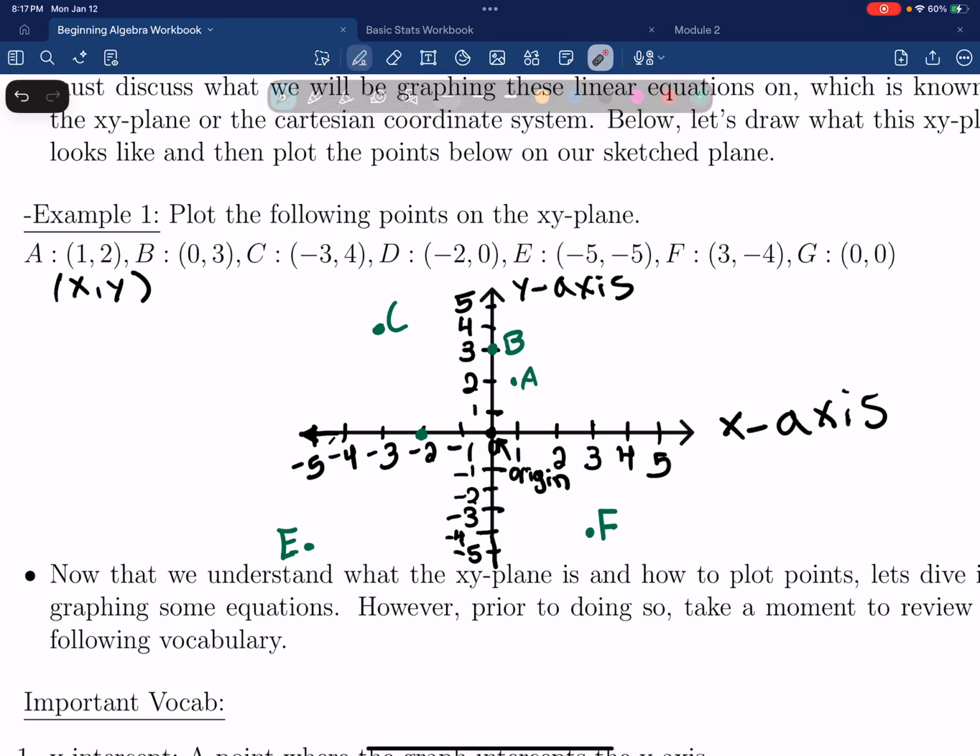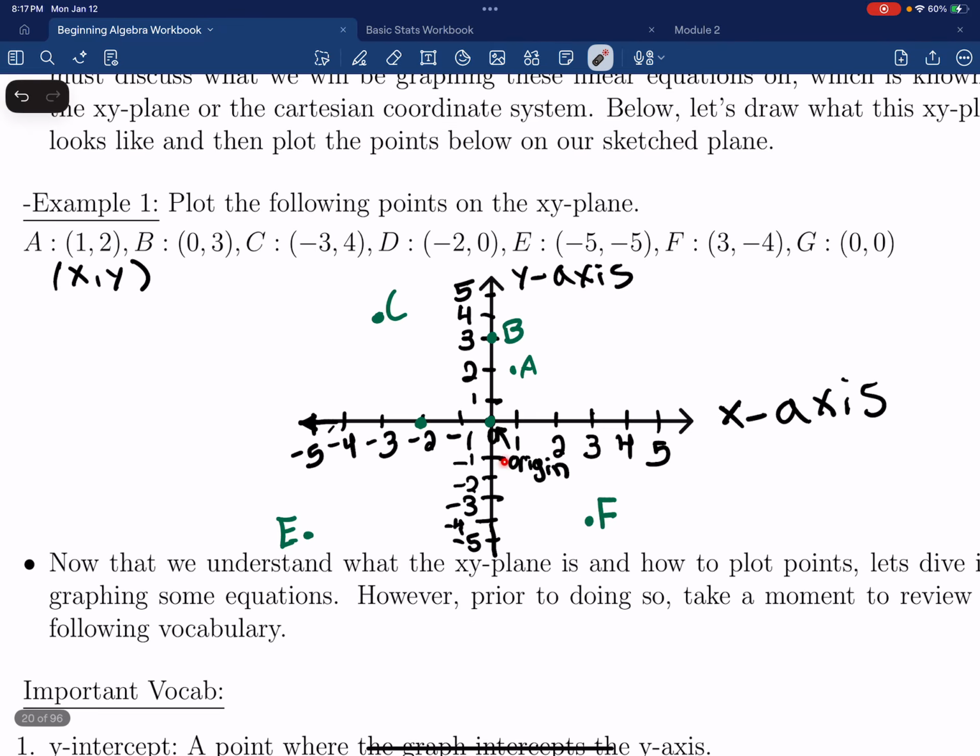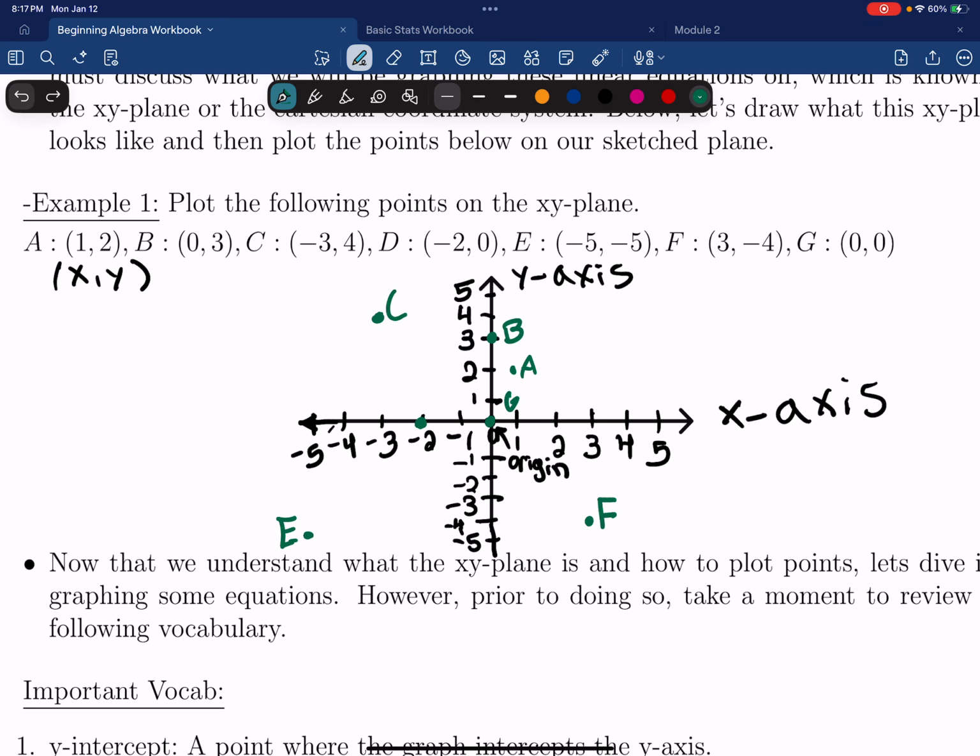So our x is 0, so that means we're going to stay here, but our y value is also 0. So we're not moving anywhere. The point 0, 0 is right here. And it just so happens that 0, 0 is the point of the origin. So 0, 0 is the origin. That's the definition of what the origin is. So point G is the definition of what the origin is on the xy plane.